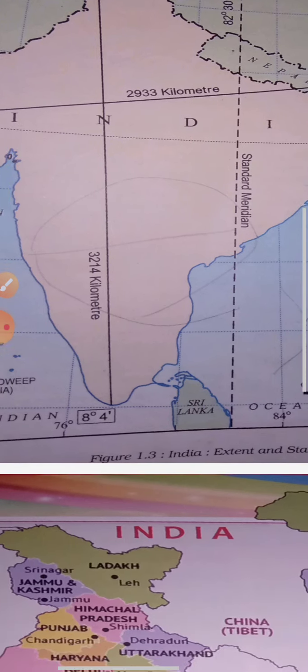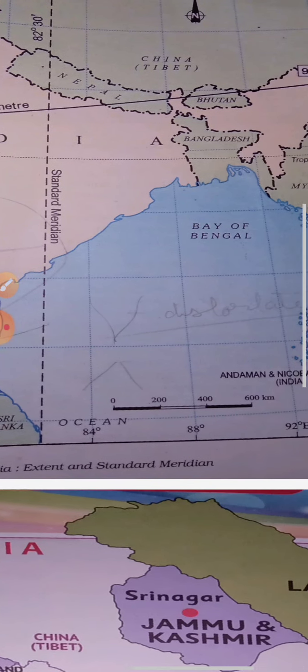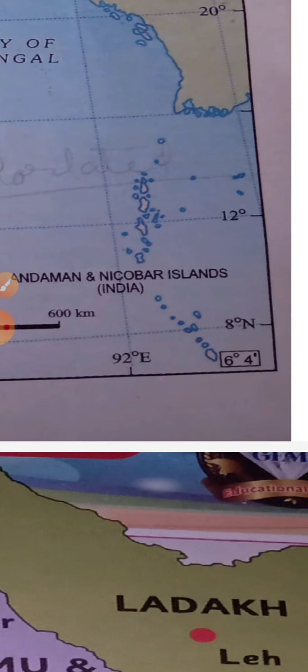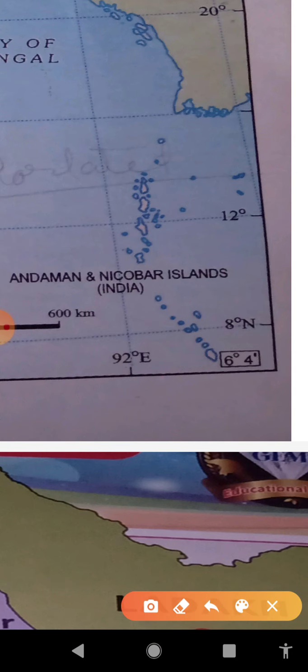And this is the reason why the north-south extent of our country is much larger than the east-west extent of our country. And with regard to the southernmost extent of our country, it is at 6 degree 4 minute north, because all of you know that we have two groups of islands also. So the southernmost point of the Andaman and Nicobar Islands, which is known as Indira Point, is lying at 6 degree 4 minute northern latitude.